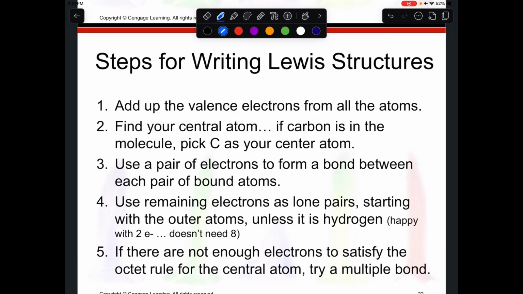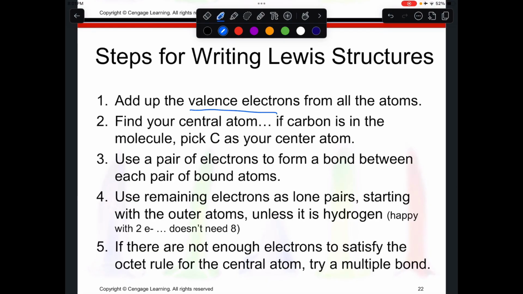Now, how to put these together to draw what we call Lewis structures. You're going to learn how to add up all the valence electrons. That is always step 1, so you can figure out how many dots you need in your picture. Step 2, find your center atom. If carbon is in the molecule, carbon is always, always, always your center atom. And we're going to talk about what to do if you don't have carbon.